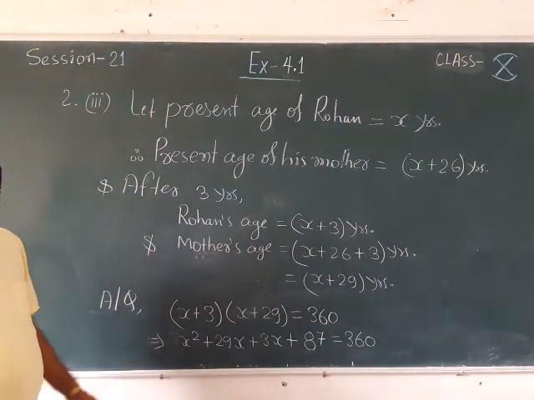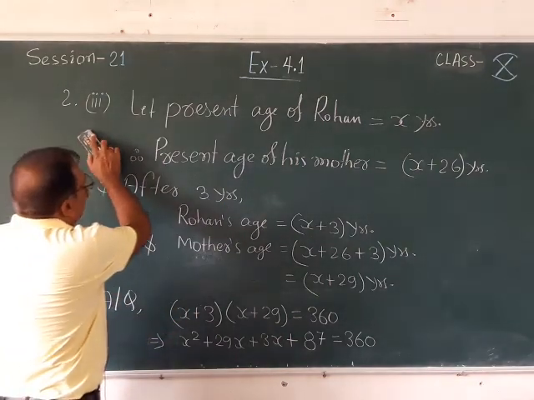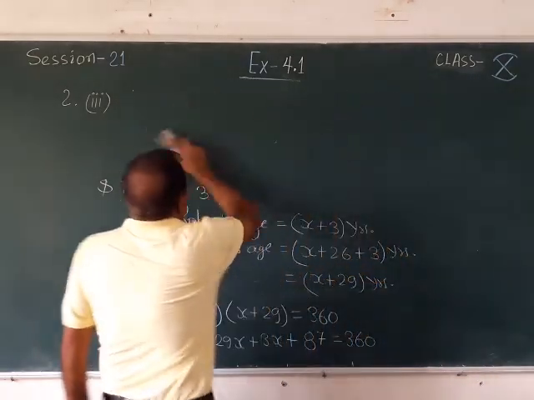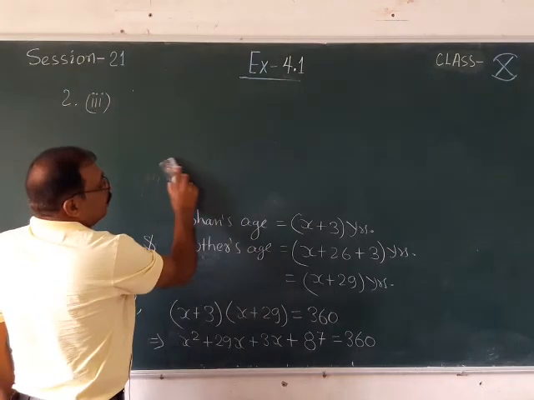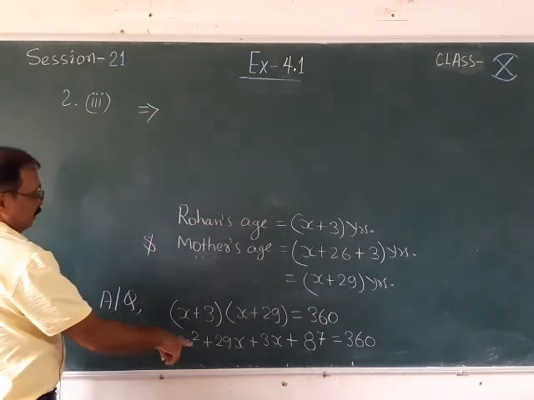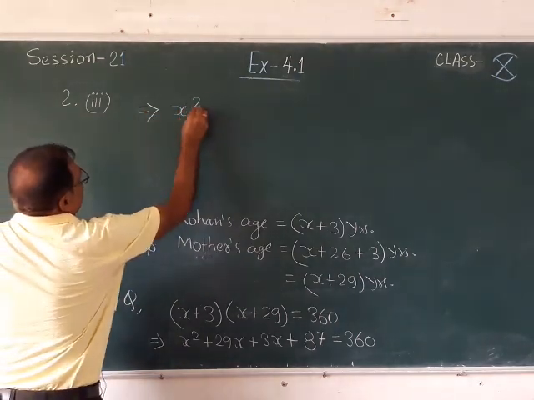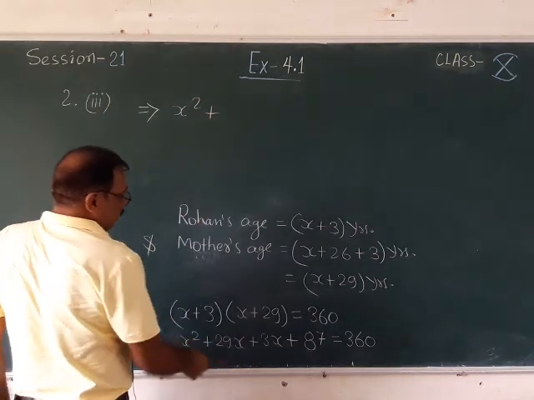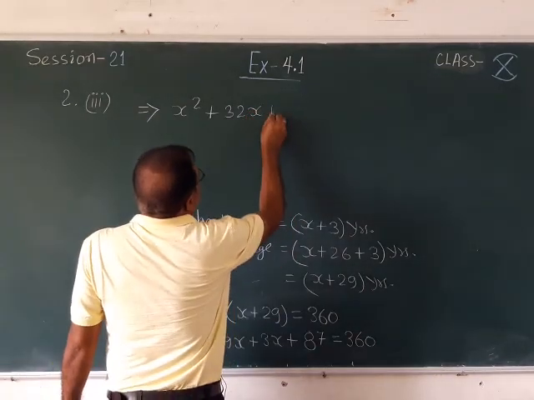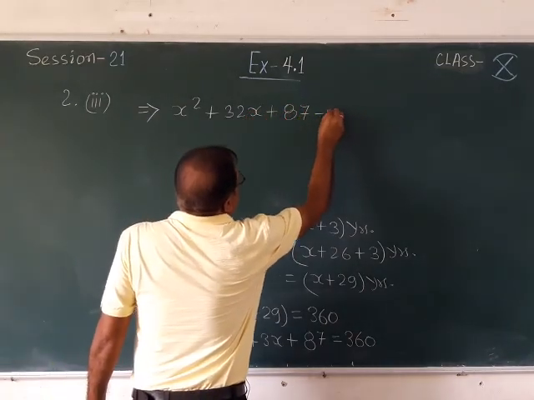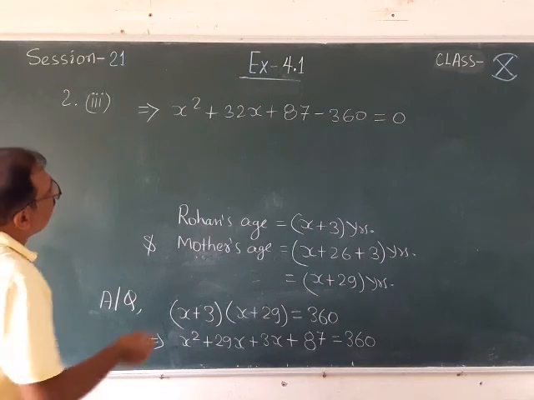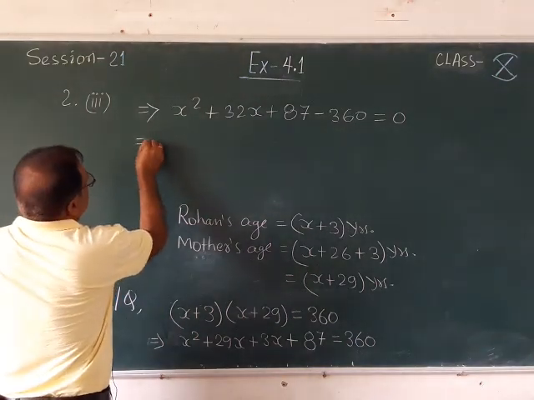Then I will show you the next step of this equation. We have to frame the quadratic equation so that we can solve it. Here no need to solve, we just need to frame the quadratic equation. After that line we can write x square plus 29x and 3x, that means 32x, plus 87 and minus 360 becomes 0. We are trying to frame a quadratic equation, so this working is done here.